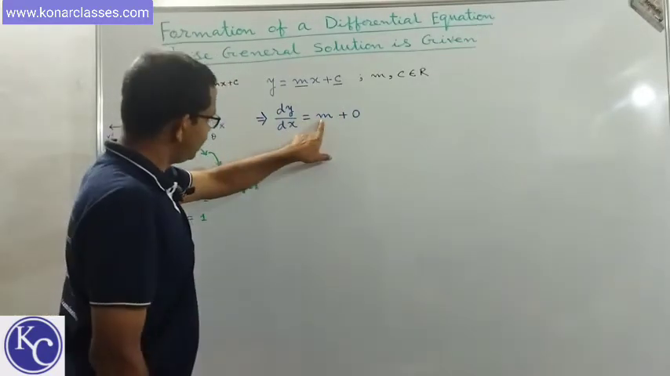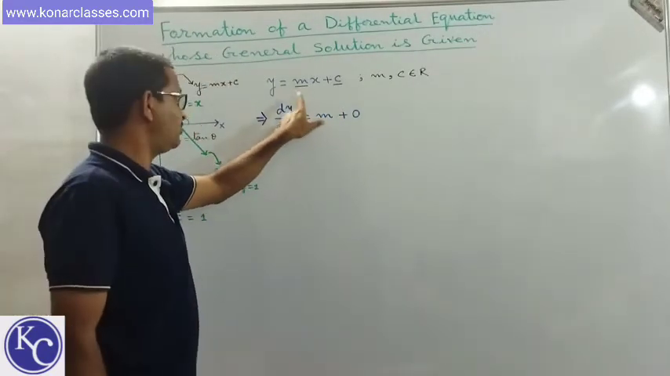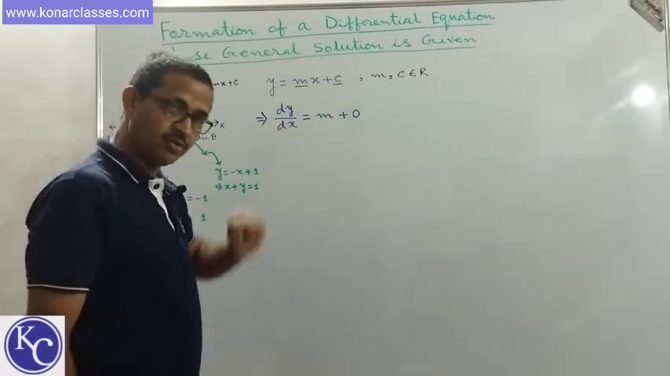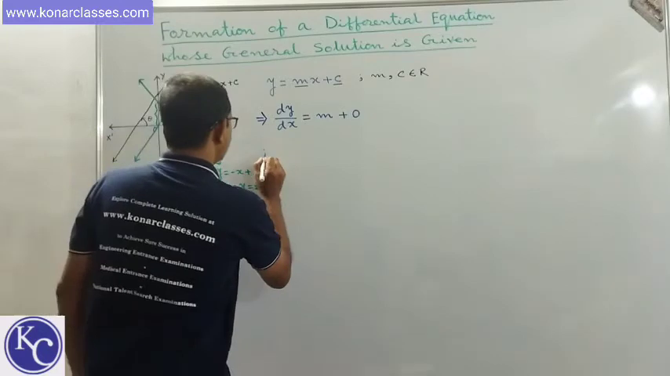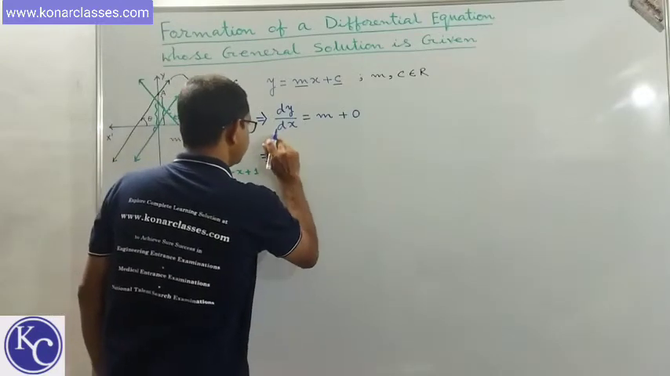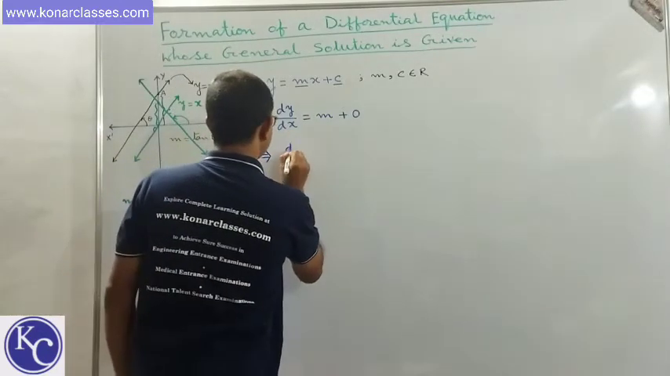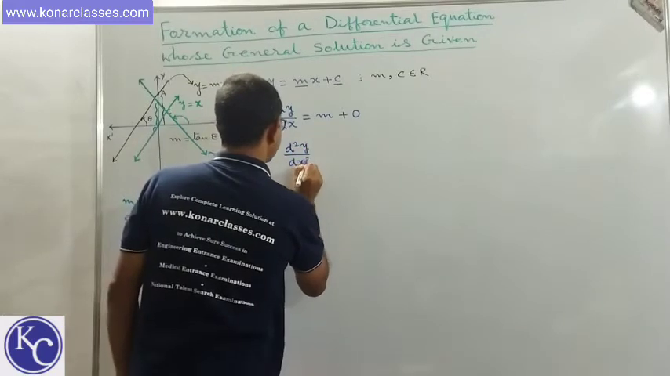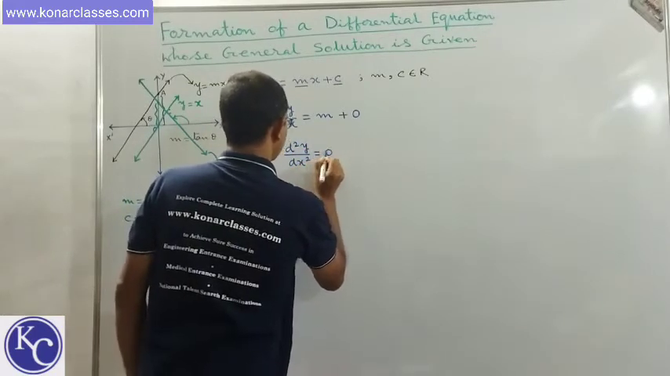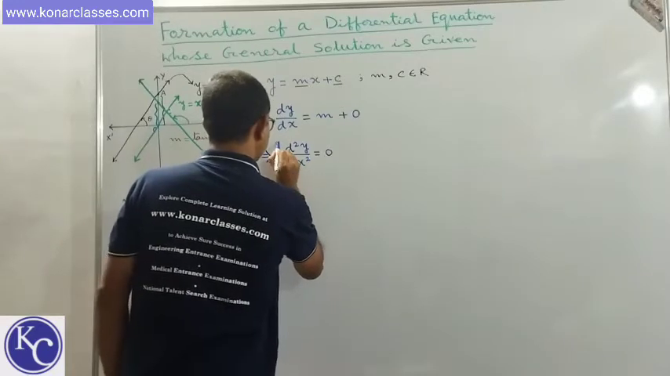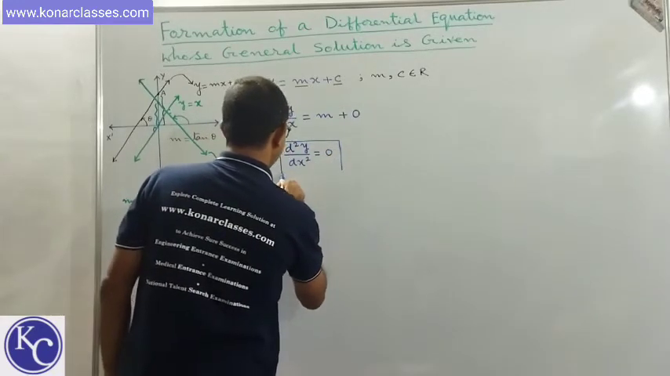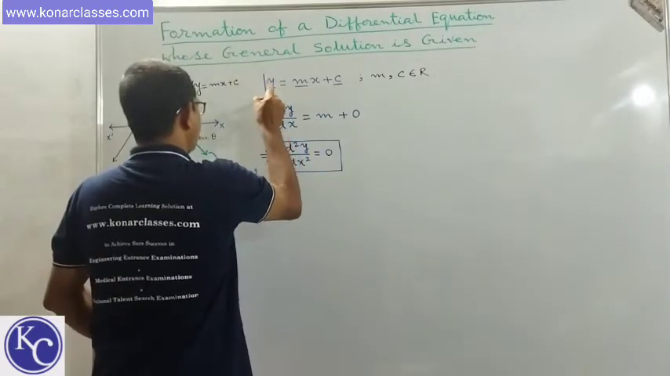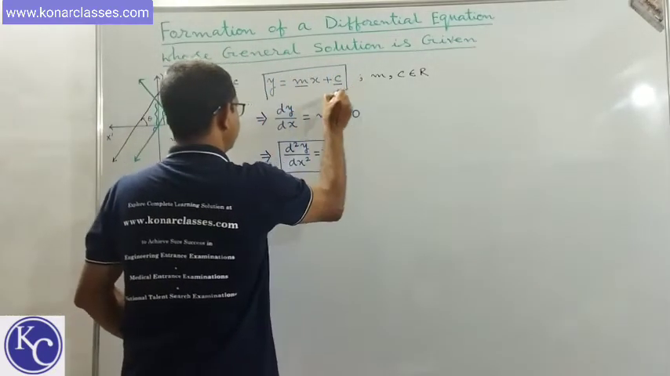We see there is still an arbitrary constant. Out of two arbitrary constants, one differentiation removed one, but one is still there. So what should we do? We should again differentiate this equation with respect to x. That gives d2y/dx2 is equal to 0. So this differential equation represents the family of straight lines y equal to mx plus c.